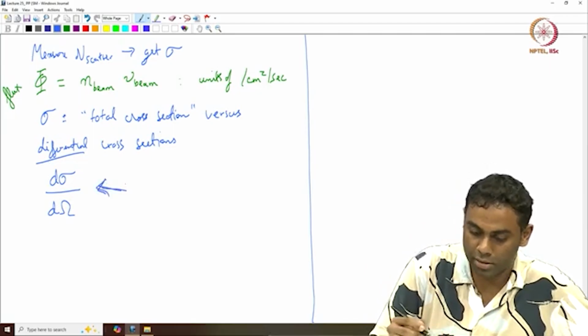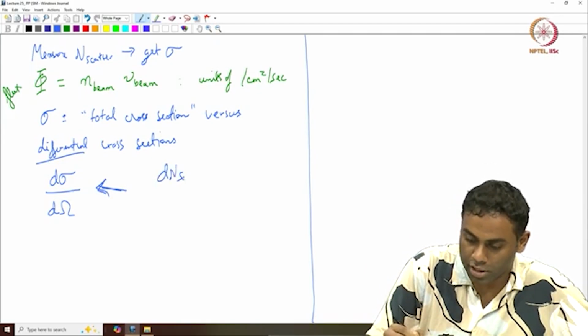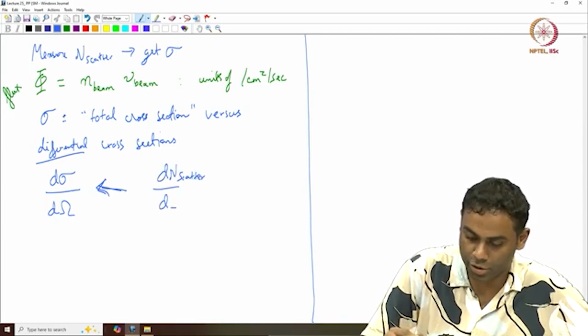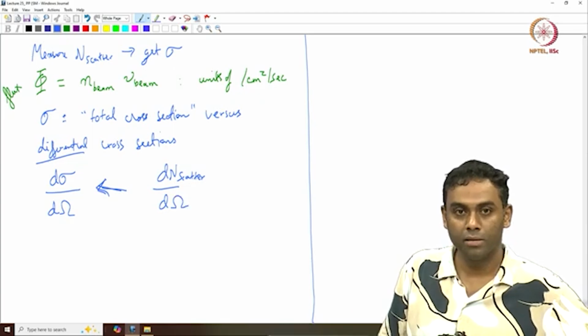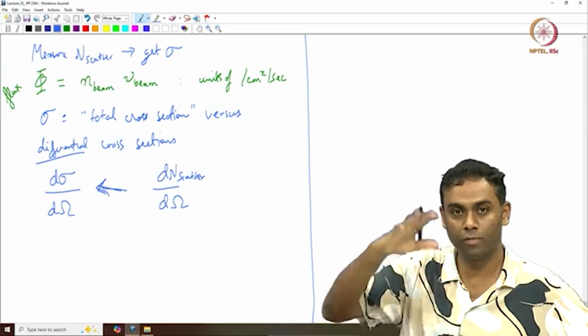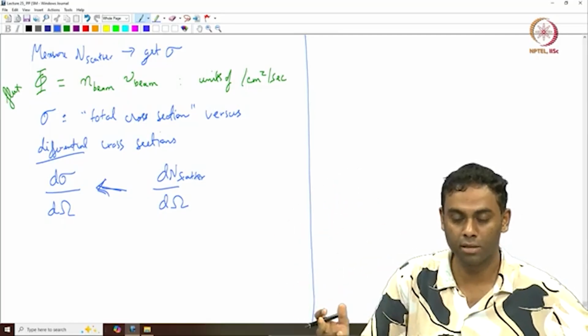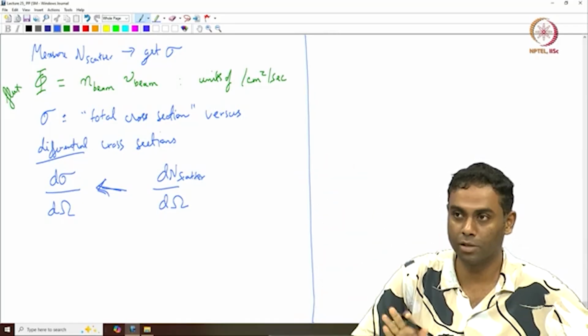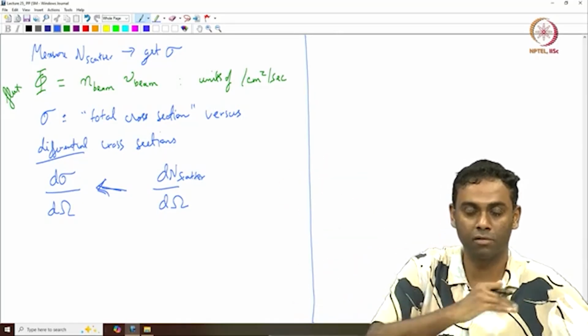Obviously, you're going to measure it by looking at how many scatters you get in different directions, basically, right? So if you were to build a 4-pi detector around the target, you can clearly pick out that most of the beam, most of the scatters, happened in one particular direction, and almost nothing happened in the backward direction, and things like that.